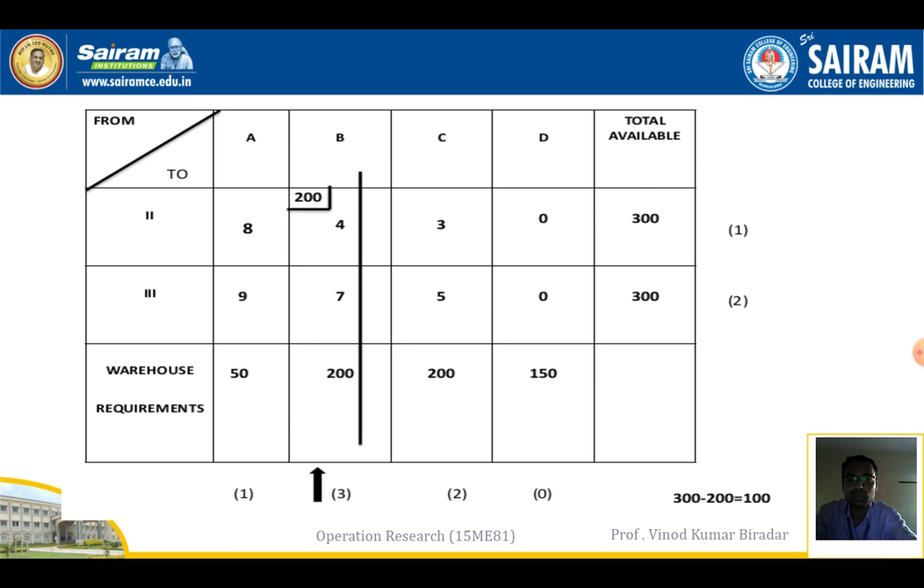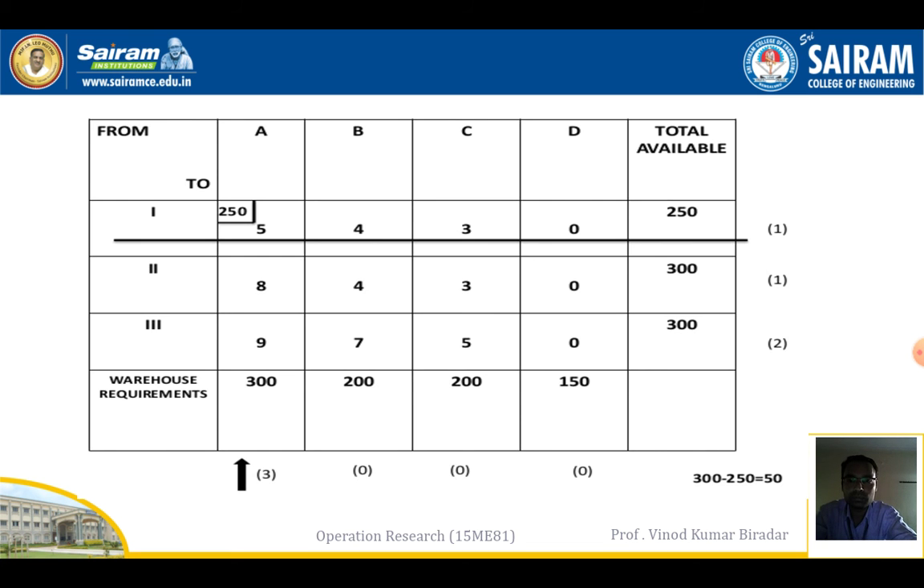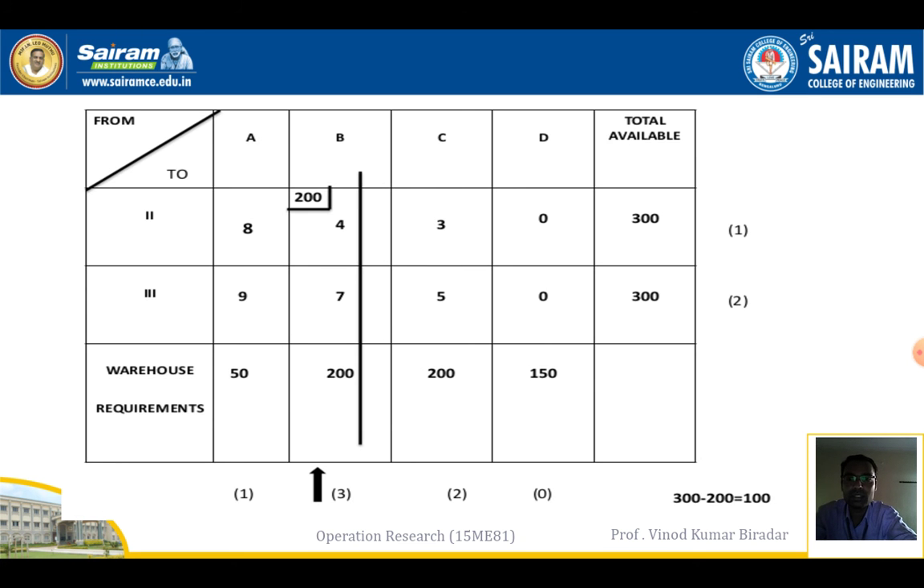Okay, now again for the second. Once you deleted, come for the second. Okay, now so here again the least value among these two is 200 is there, and 300 is there. So among these two, 200 is the least value. Just assign 200 here.